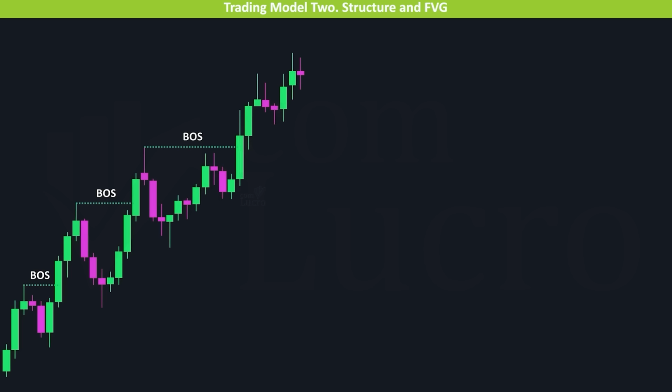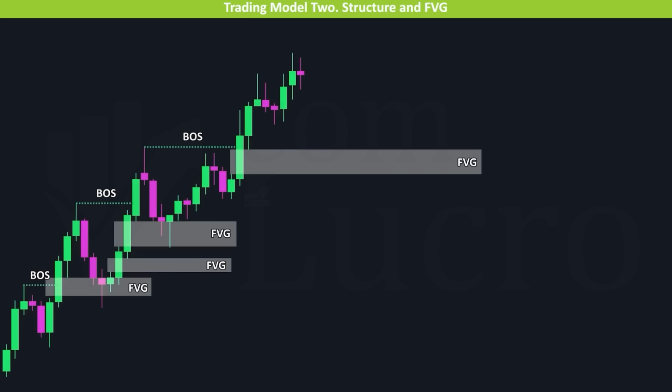That tells us the market is in an uptrend, so our focus remains strictly on buying opportunities. The next area of interest is fair value gaps. These gaps represent price imbalances, where the market moved too quickly and left inefficient pricing behind. Over time, price often revisits these areas as it seeks balance. We treat these gaps as key zones of interest, where reactions are likely to occur.